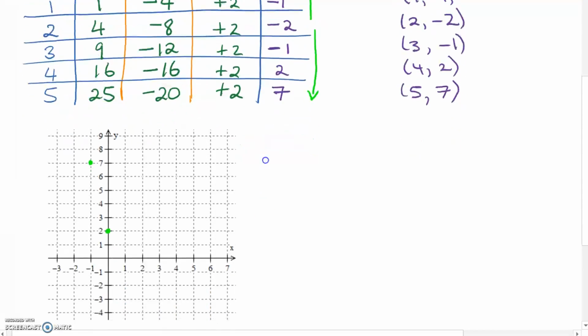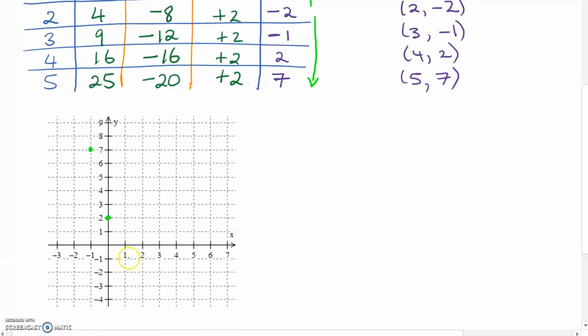1, negative 1. Go over to 1 and down to negative 1. 2, negative 2. Over to 2 and down to negative 2. 3, negative 1. Over to 3, down to negative 1. And 4, 2. Over to 4, up to 2. And then 5, 7. Over to 5 and up to 7. And there we have our points.